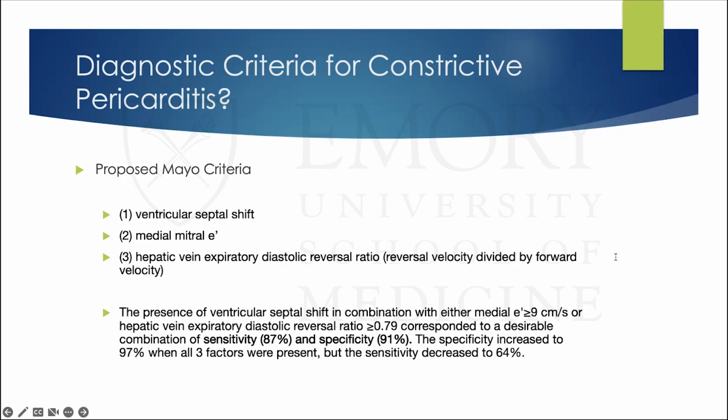So essentially, the presence of ventricular shift with either the second or the third criteria gives you a pretty sensitive and specific criteria for constrictive pericarditis, and that specificity increases even further when you have all three factors there, but the sensitivity drops off a little bit. I thought it was interesting to see, but obviously not universally accepted.